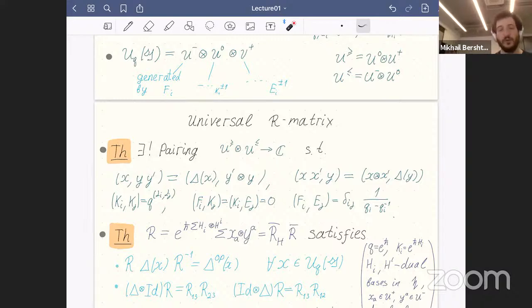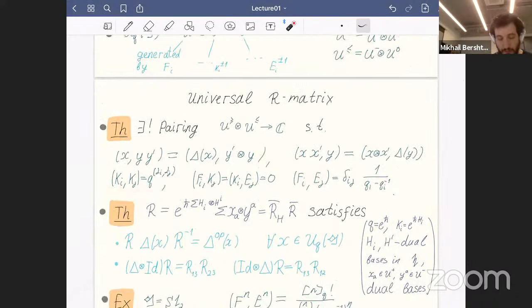For q equal to one, for example, we have the universal enveloping algebra, which is not self-dual, because the coproduct is cocommutative, but the algebra is not commutative, so it is not trivial.